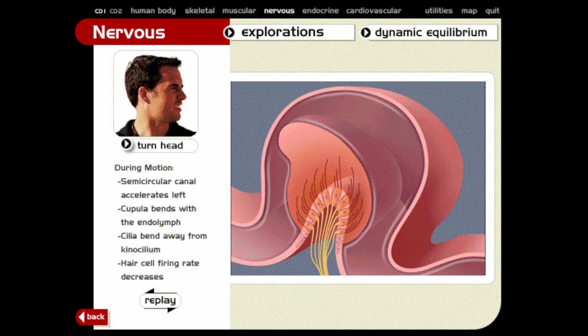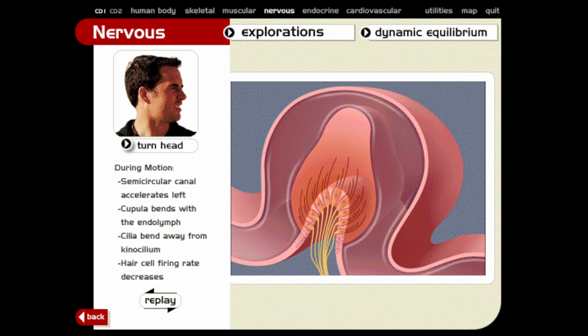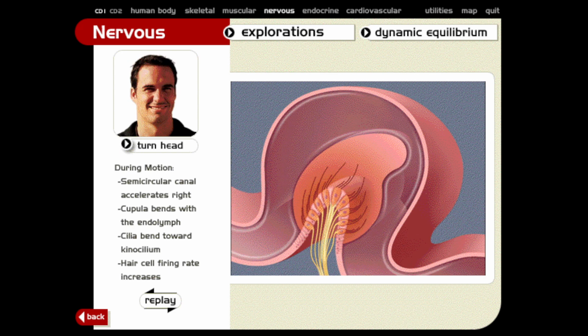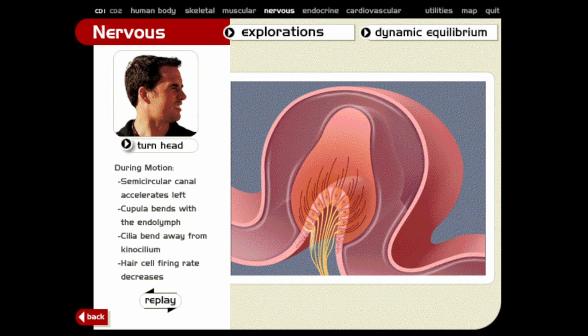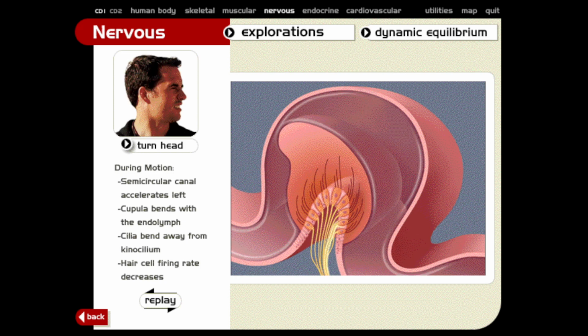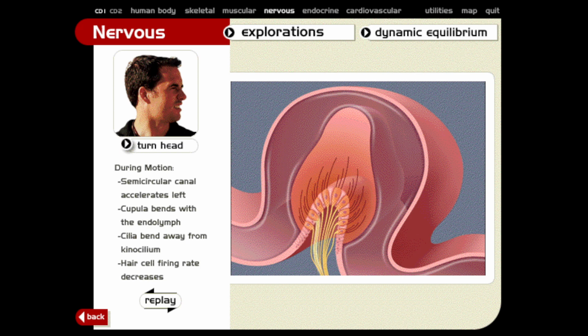During motion, semicircular canal accelerates left. Cupula bends with the endolymph. Cilia bend away from the kinocilium. Hair cell firing rate decreases. During motion, semicircular canal accelerates right. Cupula bends with endolymph. Cilia bend toward kinocilium. Hair cell firing rate increases. During motion, semicircular canal accelerates left. Cupula bends with the endolymph. Cilia bend away from the kinocilium. Hair cell firing rate decreases.